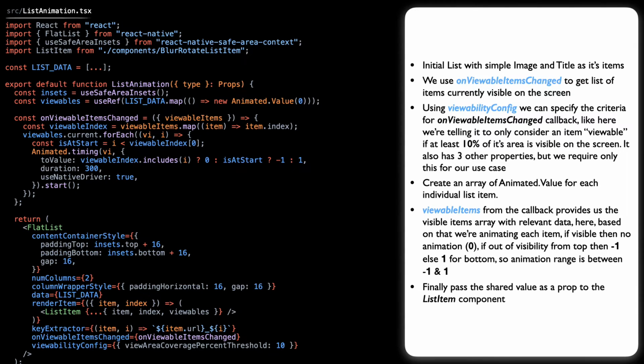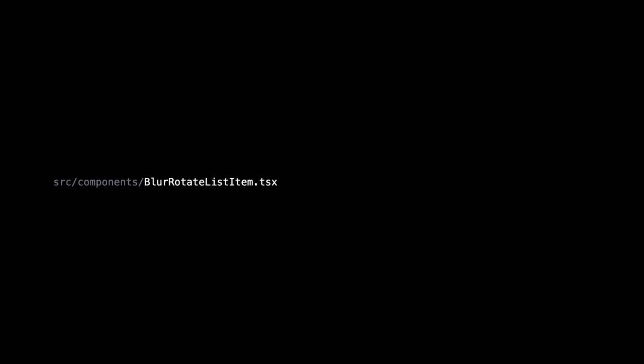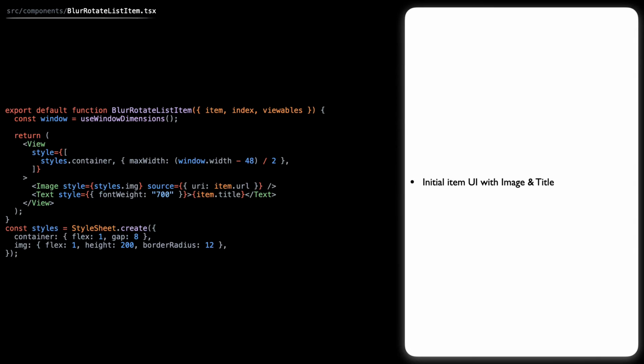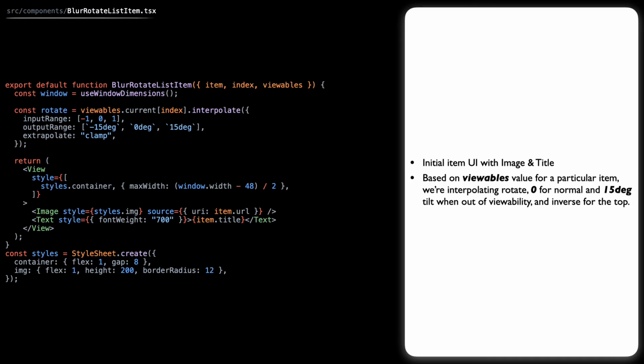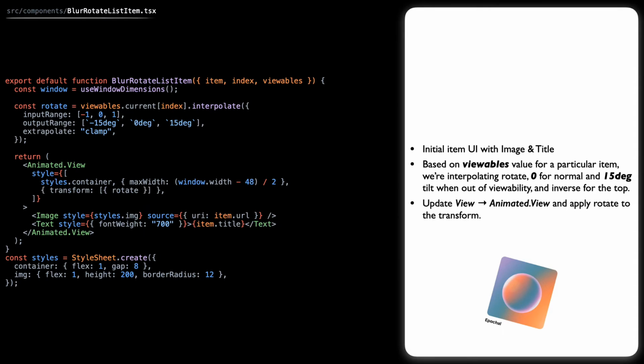Now with the first animation using the viewables array, we can access the animated value for a particular item through index and interpolate between -1 to 1 through 0. Like here we're doing for the rotate property. If -1 or at the top, its value will be -15 degrees and +15 degrees at the bottom. Next, make sure to change view to animated and apply it as a style.